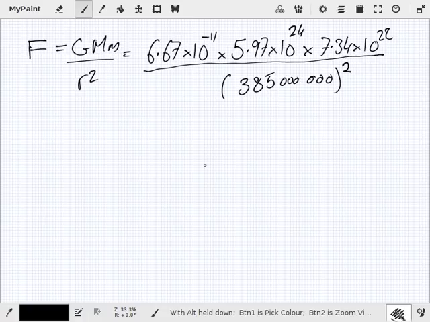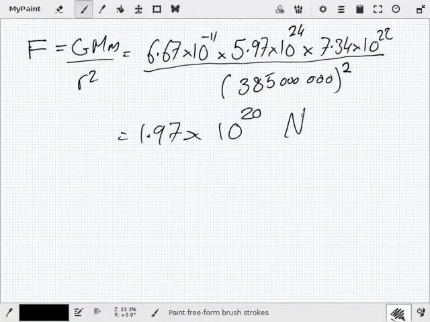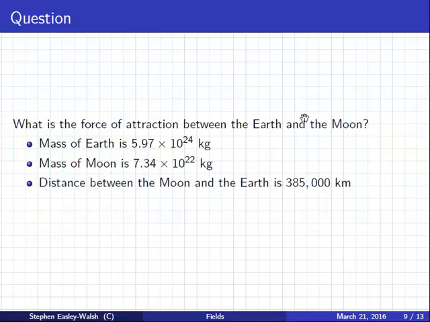Yep. 1.97 multiplied with 10 to the power 20. Great. Continue. Yep. So the next one is then. All right, the next one.